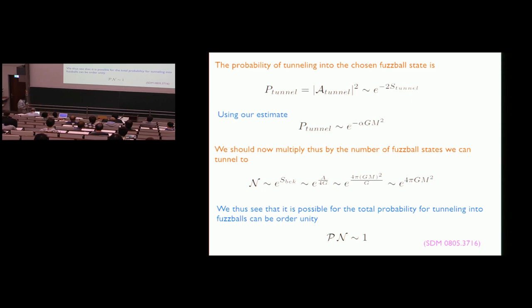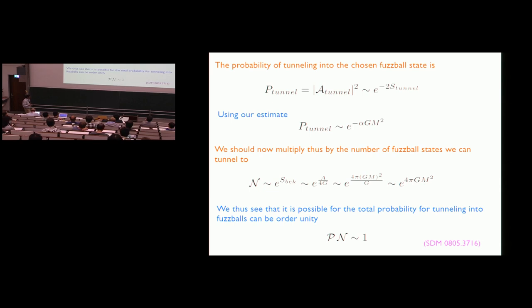But now if you have many possible fuzzballs you can go to, just like in quantum field theory, if you can scatter into many final states, you have to sum over all the final states. So I have to multiply this by the number of possible fuzzballs I can tunnel to. That's where the magic of the Bekenstein entropy comes in, because the number of fuzzballs I can go to is the exponential of the Bekenstein entropy, A over 4G. The area is, again, GM squared, and then there's the G over here. If you look at the numbers there, it's 4 pi and then GM squared. Since the numerical factor alpha was appropriate, you can now see that you can have a cancellation.